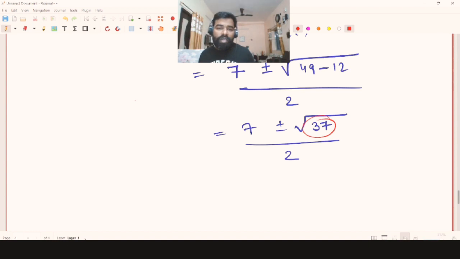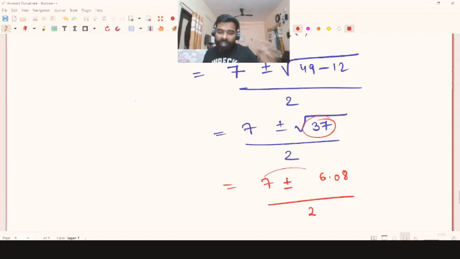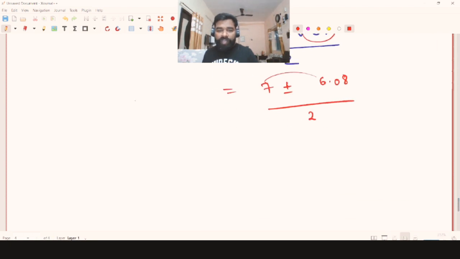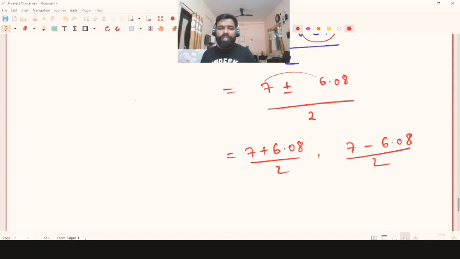So if I want to write the value of this, it's 6.08. If you look at the table you get this. Then you just add this and divide it by 2. Once you need to add and once you need to subtract, so you get two specific answers when you take addition and when you take subtraction. After this you just divide, and they're asking correct up to two decimal places, so you can see.